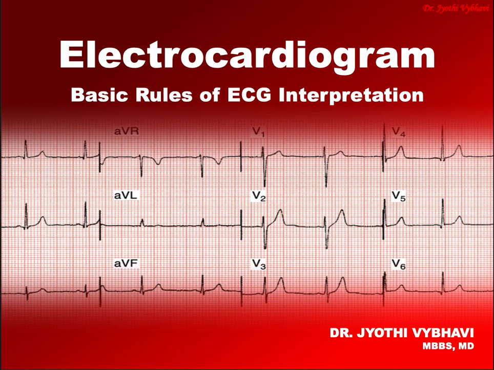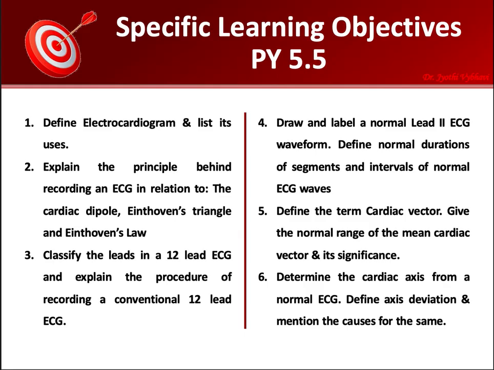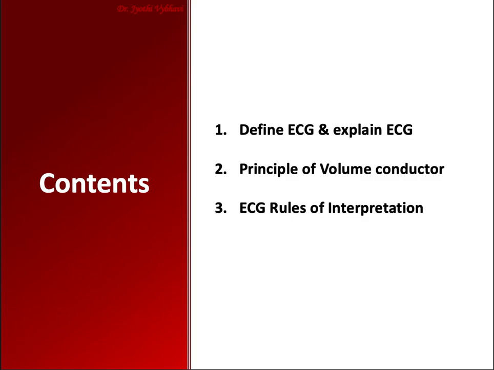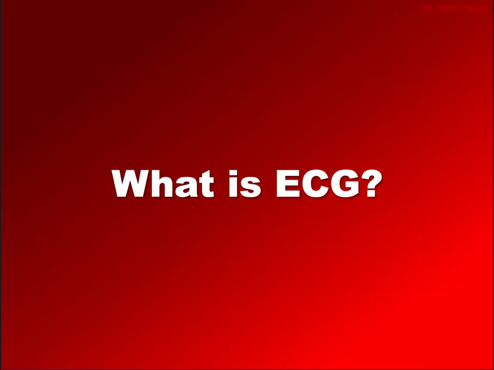We are going to learn about basic rules of ECG interpretation. So, these are the specific learning objectives of competency number PY 5.5. At the end of this lecture video, students are expected to have a good knowledge about these topics. So in today's lecture video, we are going to learn how to define ECG and explain ECG, principle of volume conductor, and ECG rules of interpretation.